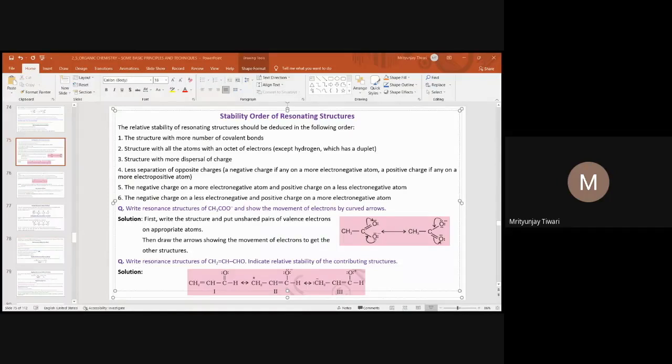The resonance effect is defined as the polarity produced in the molecule by the interaction of two pi bonds when these two pi bonds are in conjugation, that is, at alternate positions: a pi bond, then a single bond, a double bond, single bond, and then again a double bond. This is called conjugation. It can be between pi bonds at alternate positions, or between a pi bond and a lone pair of electrons, and similarly, polarity will also be produced.